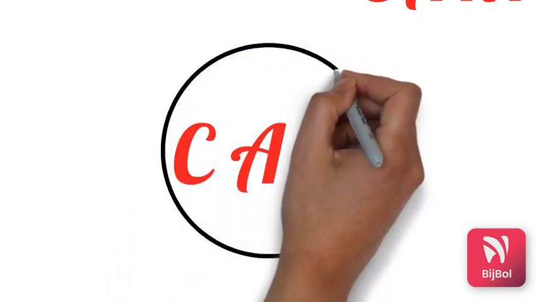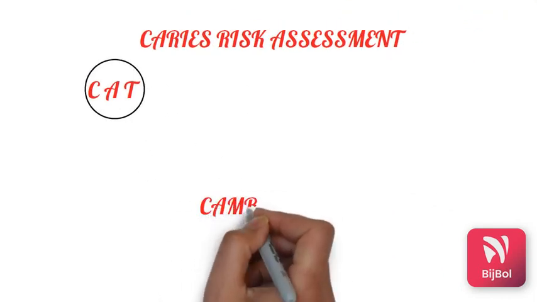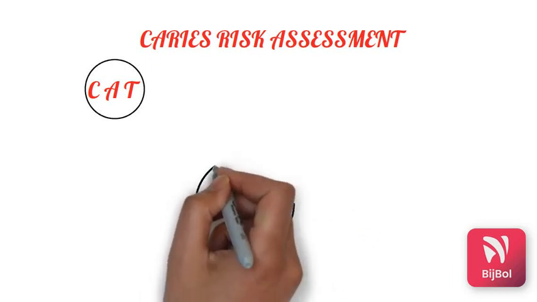Now we'll see the other tools, such as CAMBRA. CAMBRA is caries management by risk assessment. It is also based on disease indicators, biological risk factors, and protective factors, which vary according to the individual's age. And it is represented by four categories: low, moderate, high, and extreme.